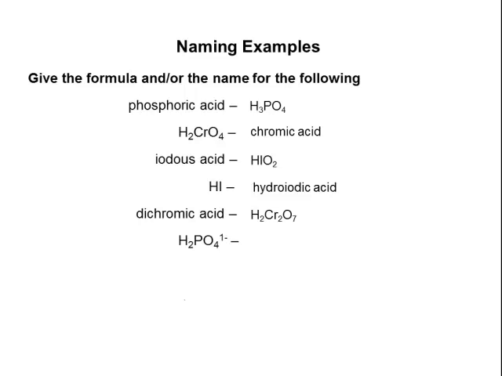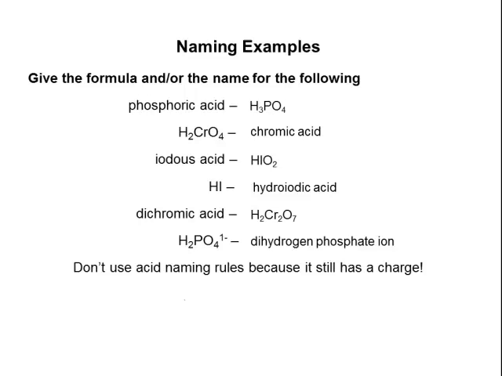Alright, what about H2PO4 1 minus? Well, for this one, it still has a charge. Even though we've added H pluses, it still has a charge, so we can't use acid naming rules on this because of that charge. So this is still a polyatomic ion, so its name would be the dihydrogen phosphate ion. So always make sure you're paying attention to what you're looking at.